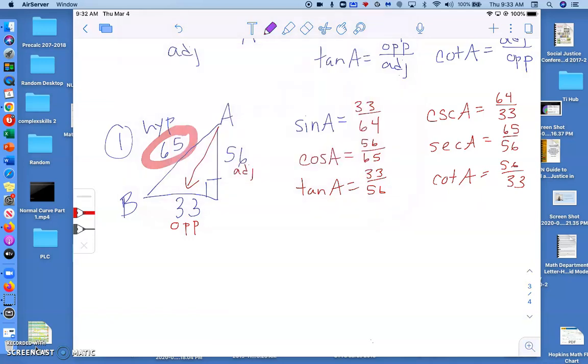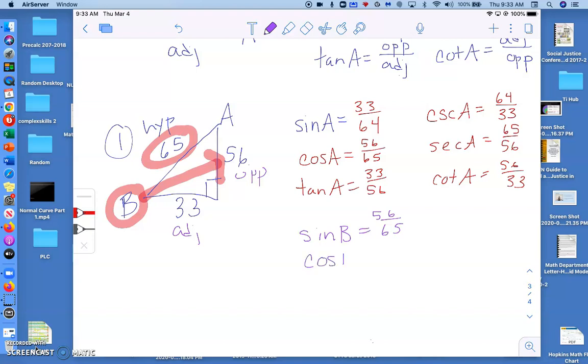Now we have to think about how this would change if I said the sine of angle B. Now I'm going from angle B, so across is now the opposite, and the 33 is the adjacent. The sine of B would be 56 over 65. The cosine of B, adjacent, 33 over 65. And the tangent of B, opposite over adjacent, 56 over 33.